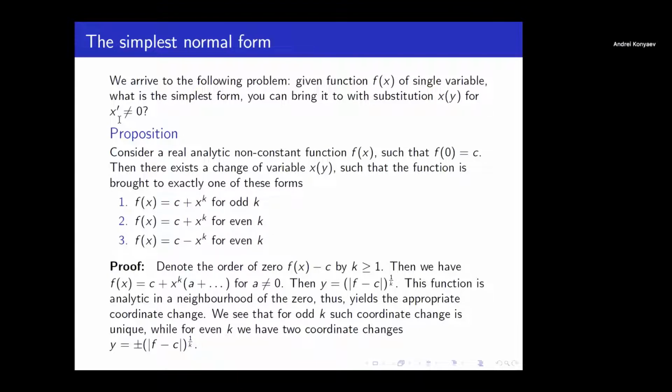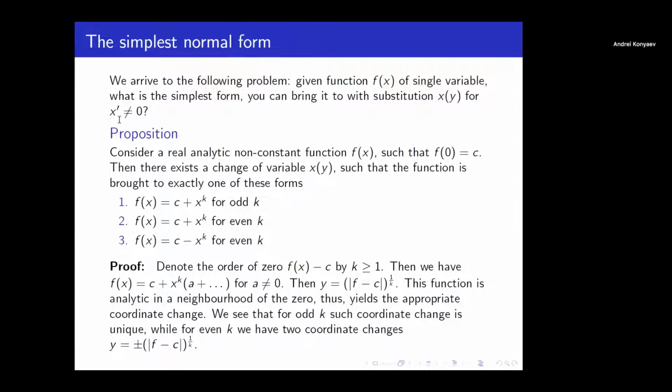If it's not constant, it changes over x. When x changes, we get the following. We see that the function can be brought to one of the following three forms. The forms we see are obtained easily. Look at the proof, how we prove it. We just take f(x) minus c. We get a function which vanishes at the point P. Again, all the coordinate systems are centered at point P.